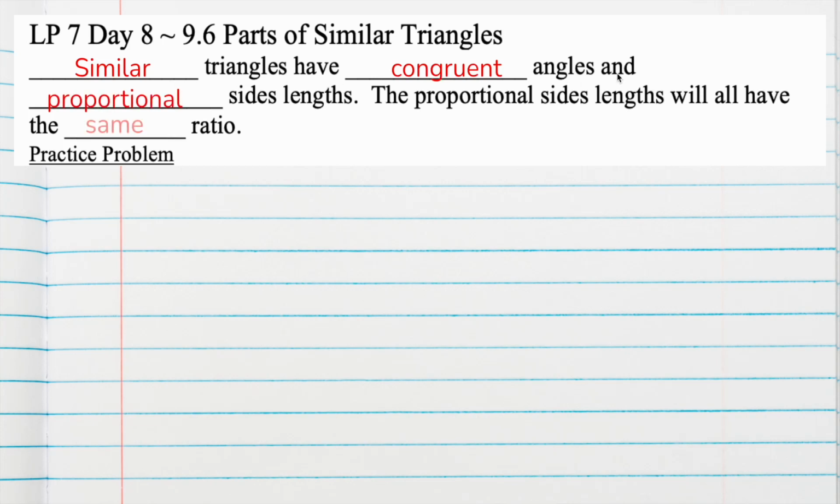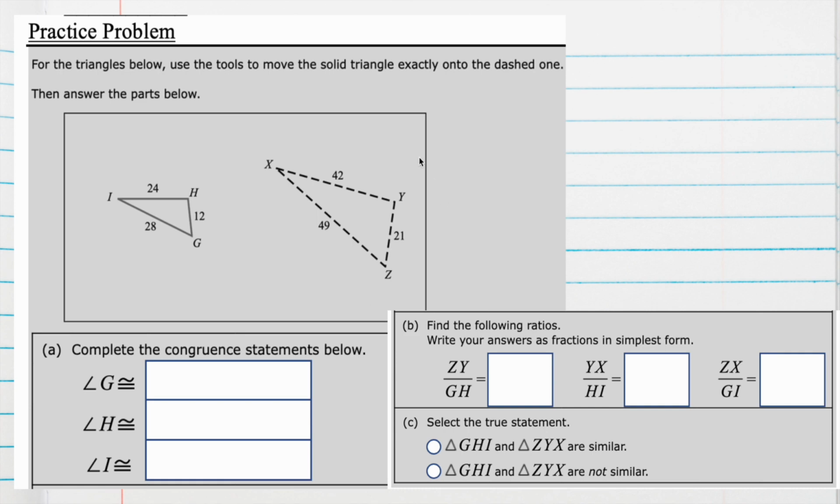So similar triangles have congruent angles and proportional side lengths. The proportional side lengths will have the same ratio. This is something we're reviewing a little bit here, because we're going to use our tools to actually move this triangle onto this one. We can't fully do that on paper, but I can show you what it looks like.